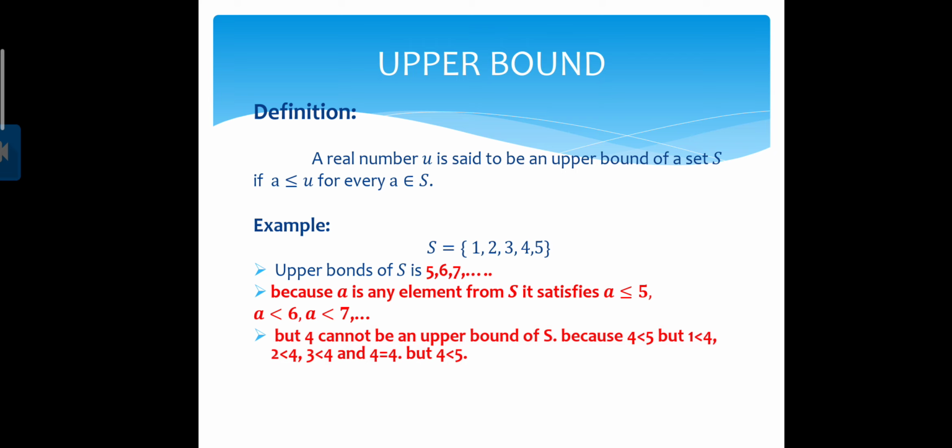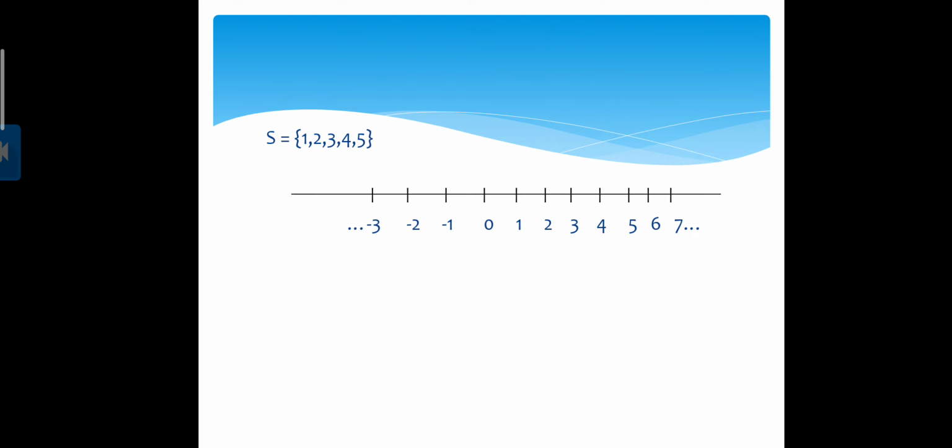But what about 4? 4 cannot satisfy the condition. 4 is greater than 1, greater than 2, greater than 3. When you come to 4, the 4 equal to 4 case occurs. But 4 is not greater than 5, it is less than 5. So it violates the condition. Therefore, it cannot be an upper bound for this set.